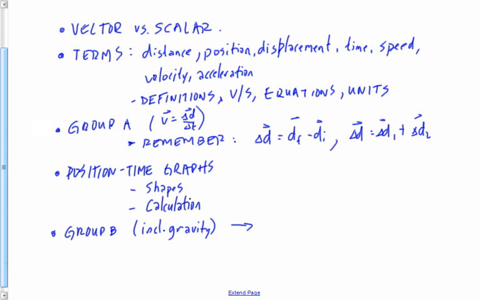And remember, for the Group B, there are 5 equations. On your data sheet, there's 6 equations in the first unit under kinematics. The first equation is Group A, v equals d over t. The rest of them are Group B. Just remember that we can use all of those when we're dealing with acceleration.